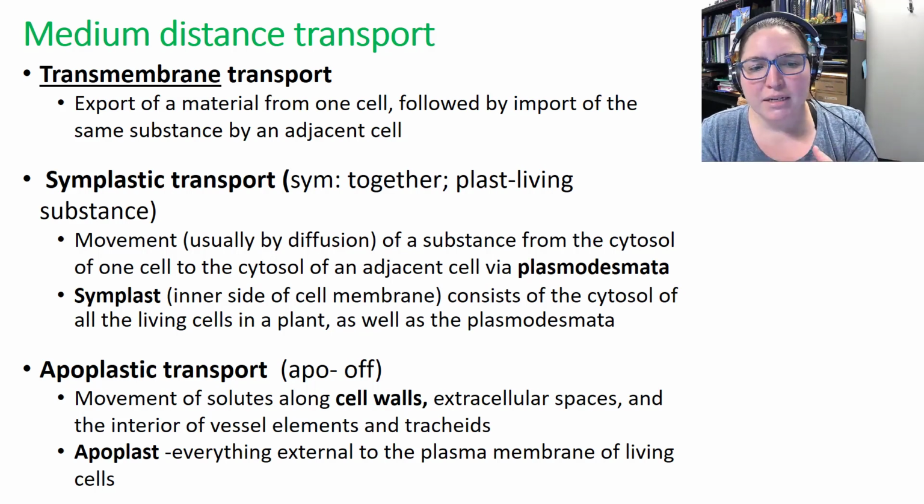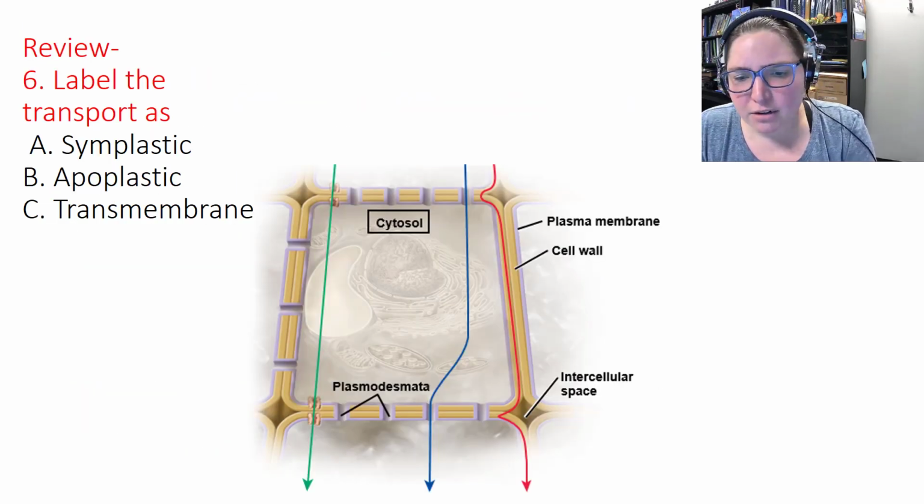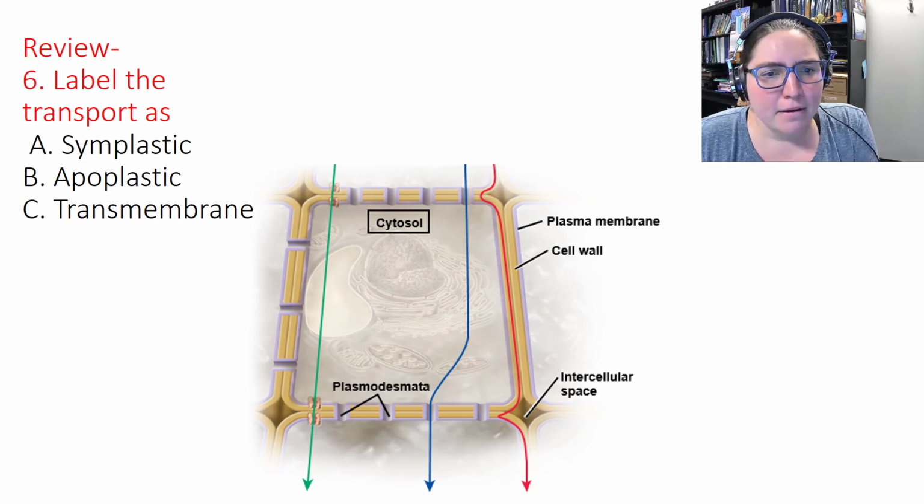Apoplastic transport is movement of solutes along the cell walls and the extracellular spaces and the interior of the vessel elements and the tracheids. And the apoplast is everything that is external to the plasma membrane of living cells. So let's check this picture out here, and we'll label it.